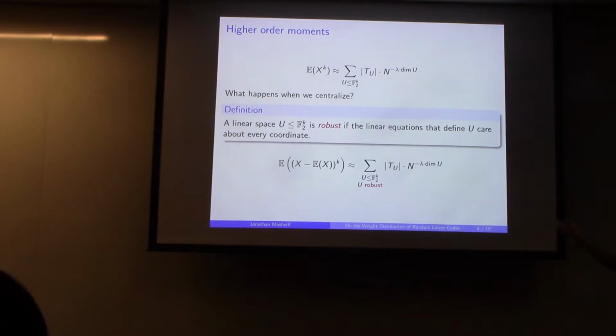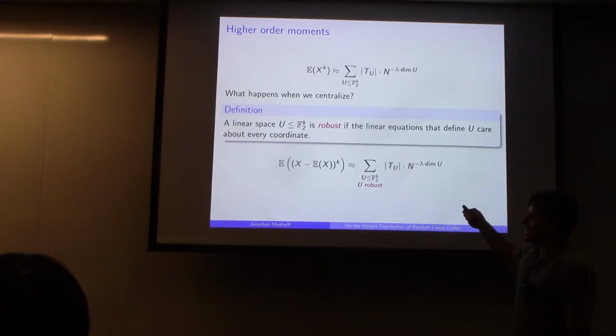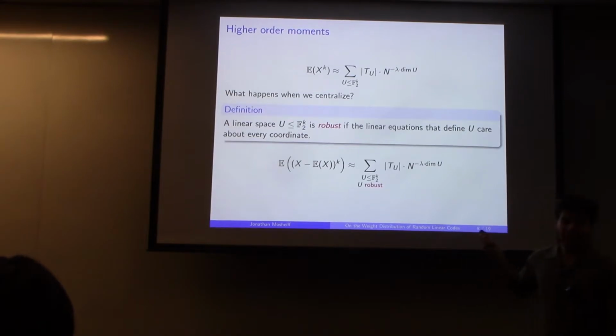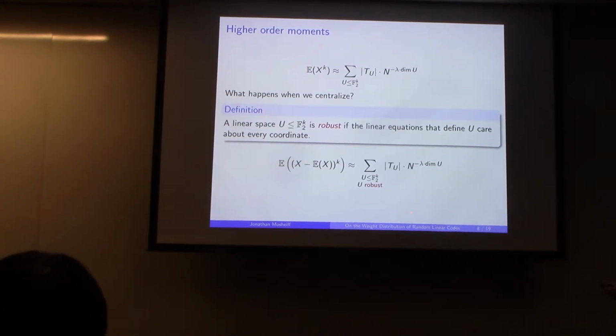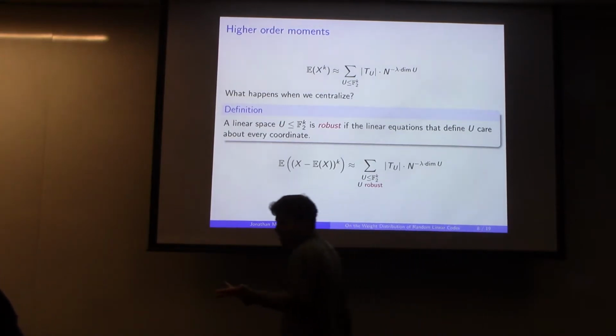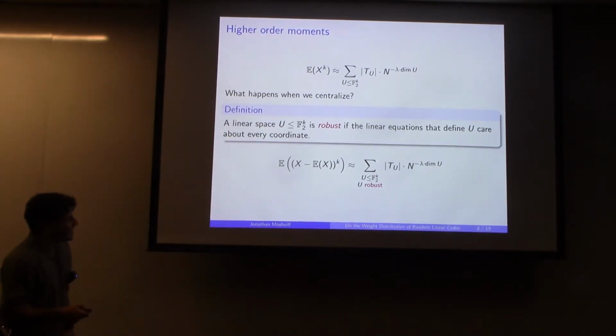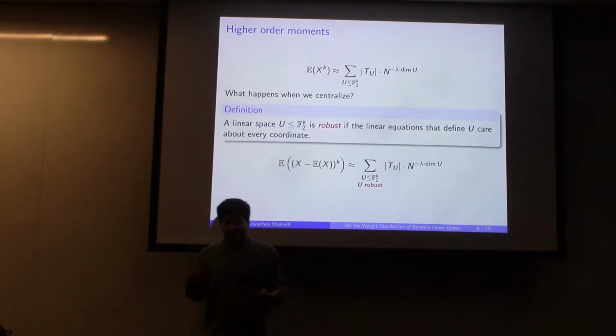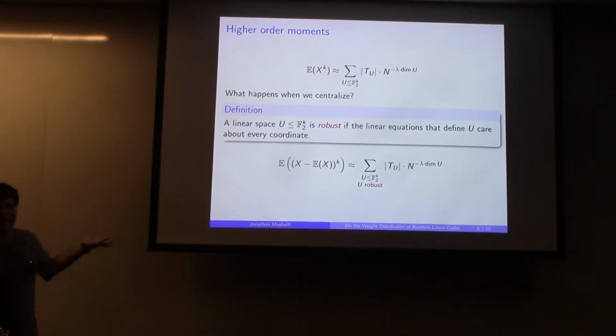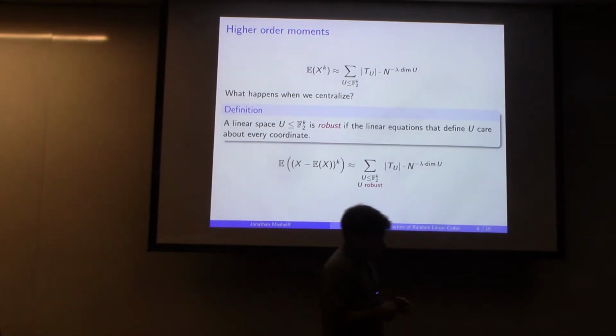So this exactly means that when I centralize, I get a 0 for such tuples. So I'm only left with the robust spaces here. And notably, one of the spaces that I just threw away is the space U equals F2 to the k, which is just when I take k vectors which have absolutely no connection to each other, no constraints limiting them at all. So I just threw this one away, for example. This is the kind of expression that we have.